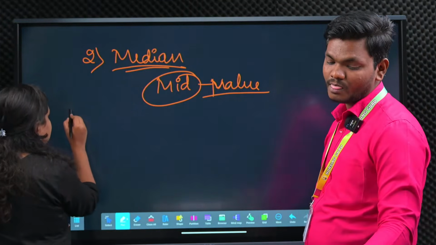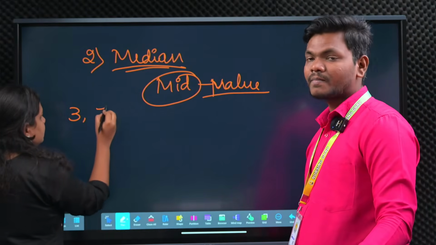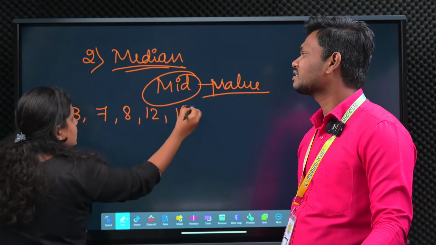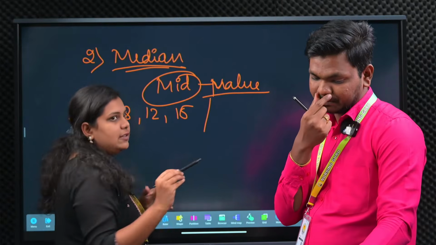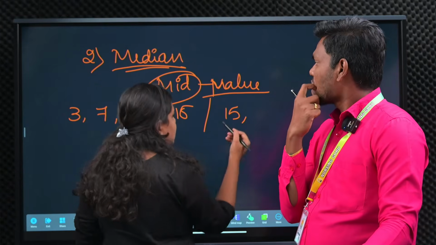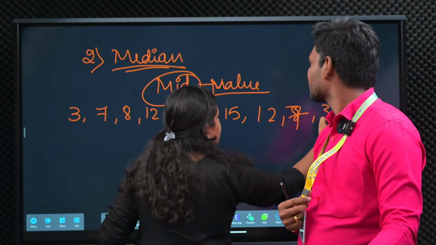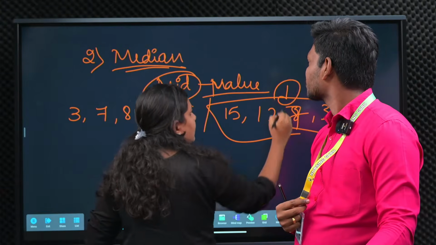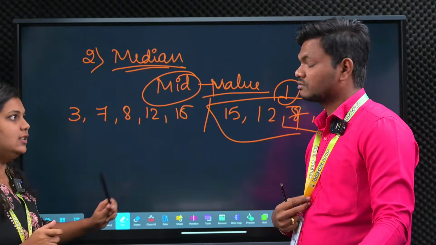Now take down. Find the median of the following data: 3, 7, 8, 12 and 15. Okay, so this is the following data. Here we have arranged it in order, but they can even give it randomly in a problem. This is your problem. Now you can arrange this in ascending order or in descending order.